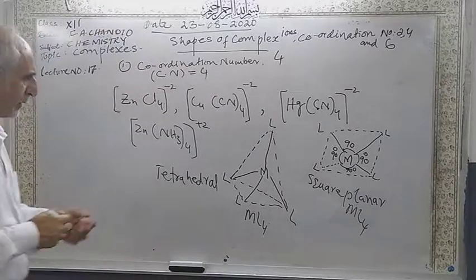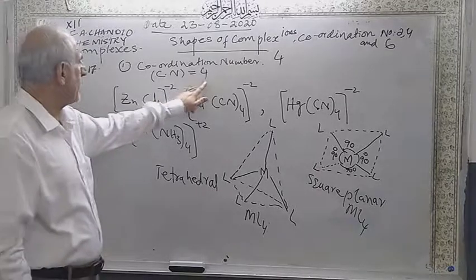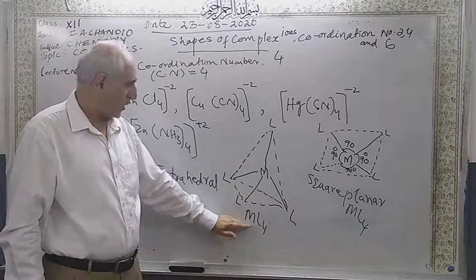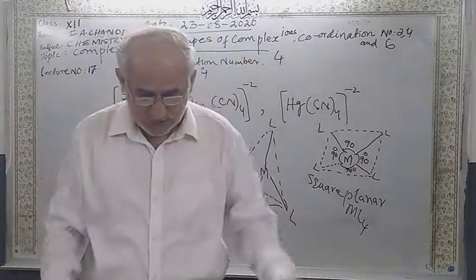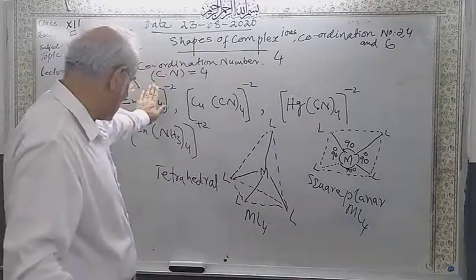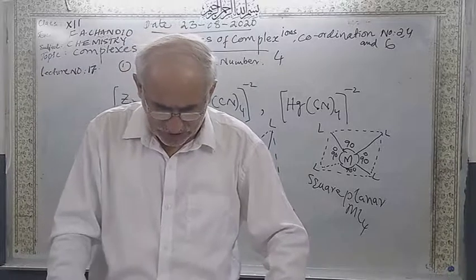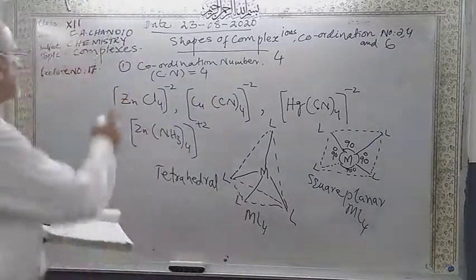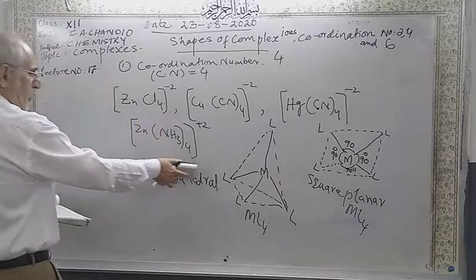So dear students, you are seeing that these geometries are for coordination number 4. So possibilities, maybe they form a tetrahedral structure, maybe they form square planar. So complexes with coordination number 4 may have tetrahedral or square planar geometry. Complexes like these, which I have already written, show tetrahedral structures. These complexes show tetrahedral geometries.